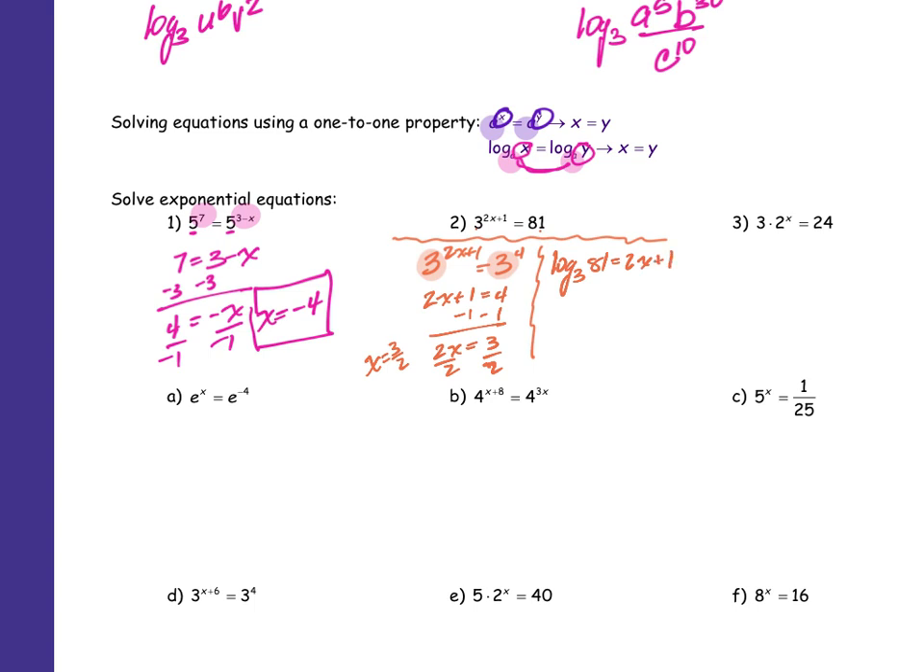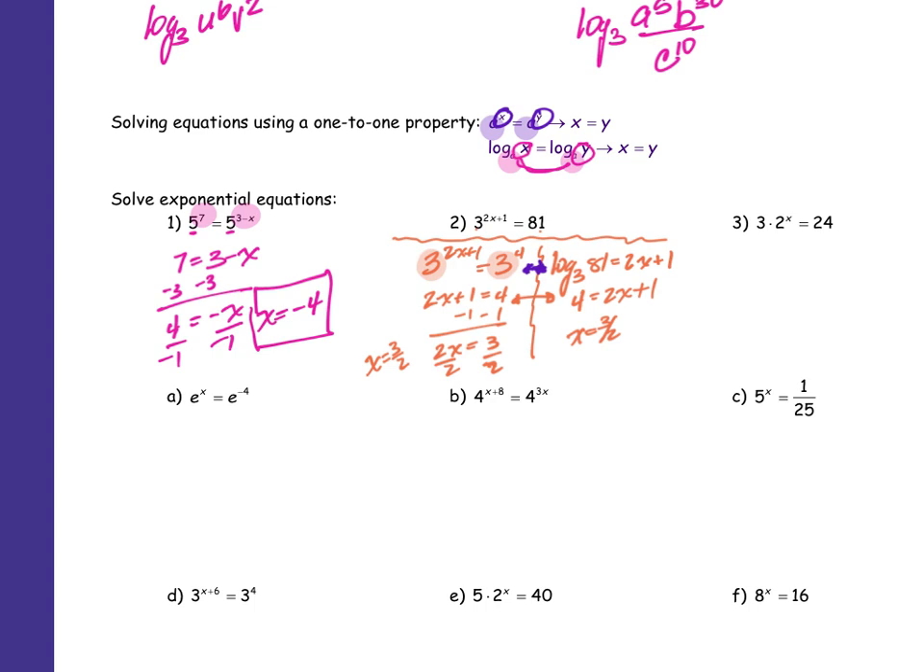So do I know what log base 3 of 81 is? 3 to what power equals 81? Pretty much it's the same thing. 4 equals 2x plus 1. Now I have the same equation. So it just depends on how I like to write it. Do I like to write it this way, or do I like to think about it this way? It just depends on how you like to think about it, on which way is going to work for you, because once I get to this point here, they're exactly the same, right? So x is going to equal 3 halves.